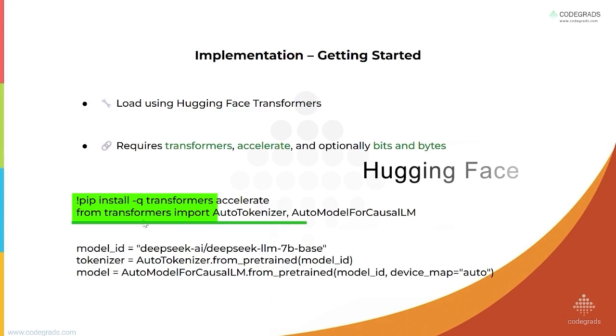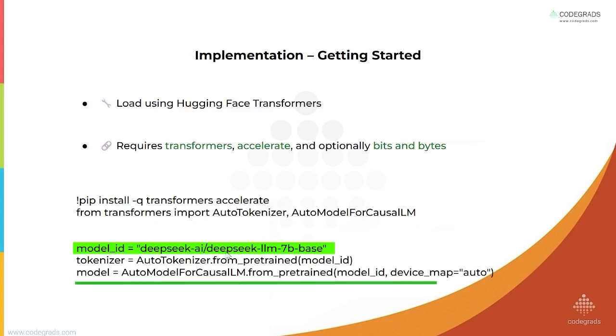Here is some of the implementation part. From transformers, we need AutoTokenizer and AutoModelForCausalLM, and we have to mention the model ID here. First of all, we need the tokenizer, AutoTokenizer from_pretrained, and we need to mention the model ID for the model. Specifically, AutoModelForCausalLM from_pretrained, where we need to mention the model ID and device_map auto.